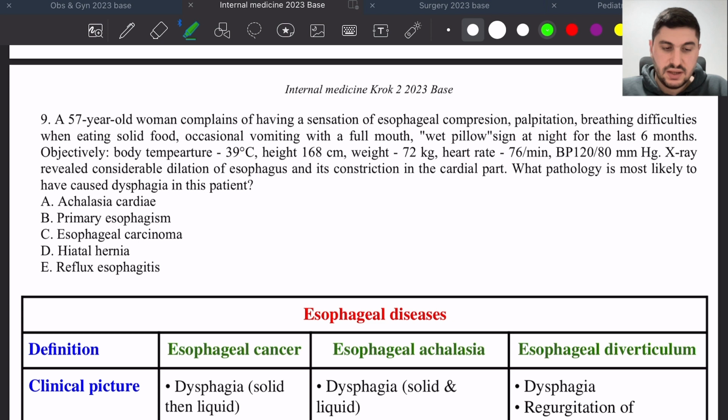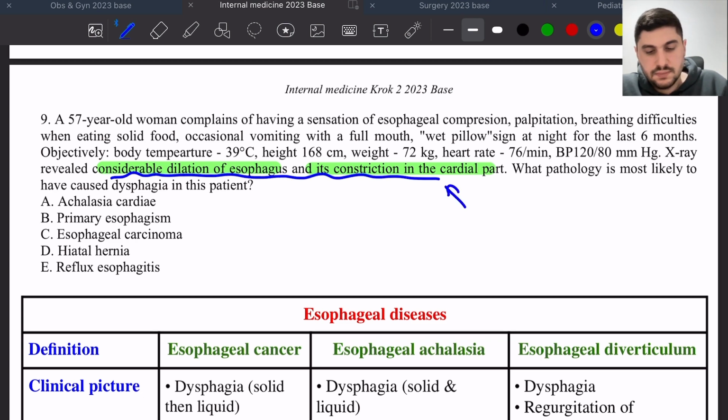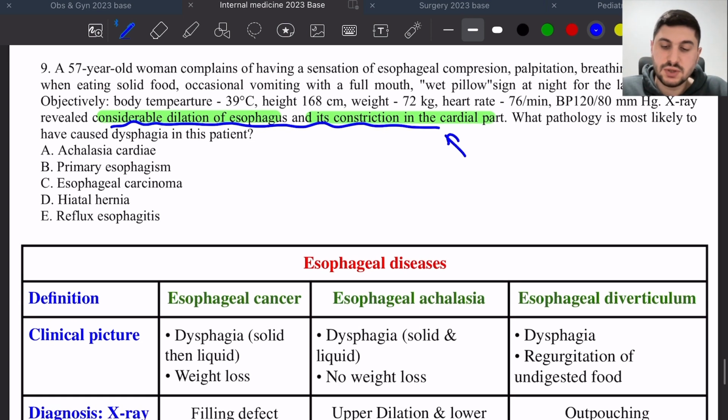Next we have a 57-year-old woman complains of having sensation of esophageal compression, palpitation, and breathing difficulties when eating solid food, vomiting with a full mouth, wet pillow sign, body temperature is increased, weight, X-ray revealed considerable dilation of esophagus and constriction at the cardial part. What is the diagnosis? This sentence here is the important thing in this question.